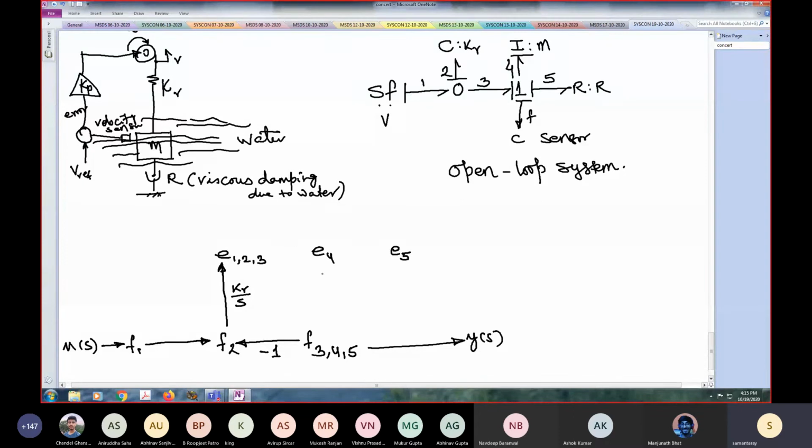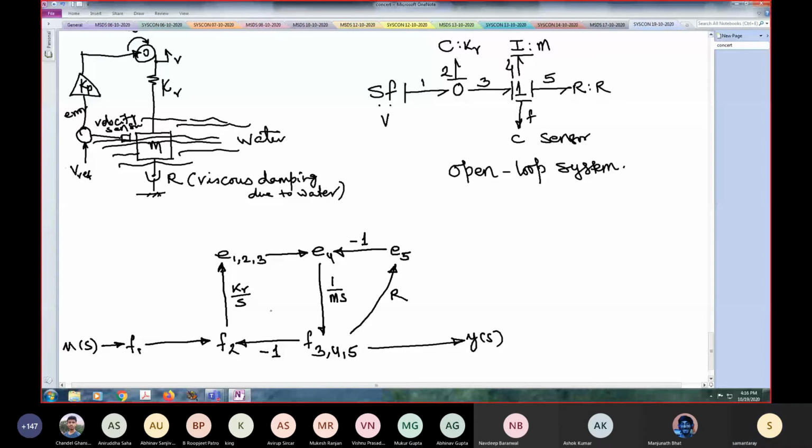All right. So now E4 integrated is momentum divided by mass. So 1 by ms gives F4. Then at that junction, flows are equal. Effort E3 minus E5 is E4. And as per causality now, E5 is F5 times R. So this is our model.